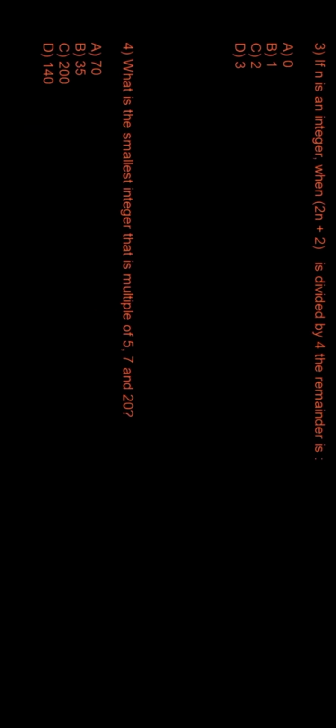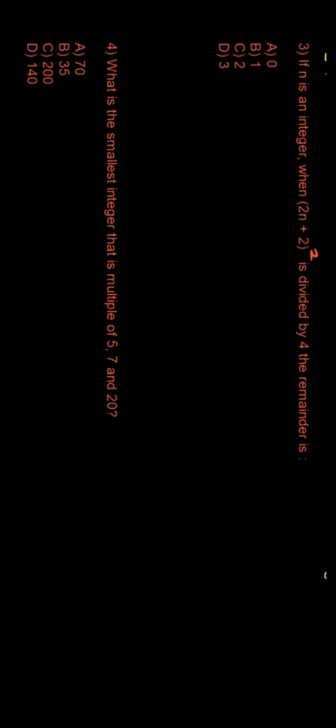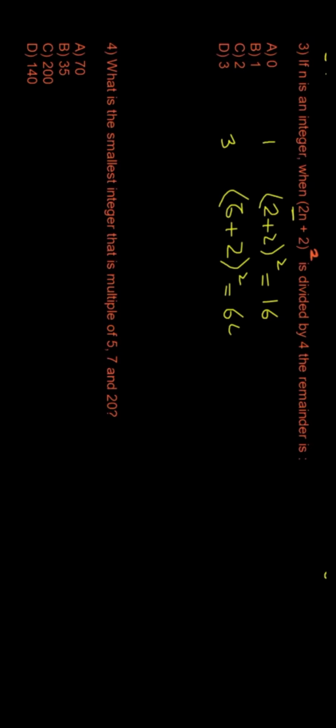Next question. If n is an integer, when 2n plus 2, the entire thing squared, is divided by 4, the remainder is what? Now, n is an integer, and we don't know what the remainder is. What we can do is, I have 2 options. Either I could pick a few numbers, let's say 1 and 3. So I would say 2 times 1, 2, plus 2, squared, that gives me 4 squared, 16. For 3, 2 times 3, 6, plus 2, 8 squared, 64.